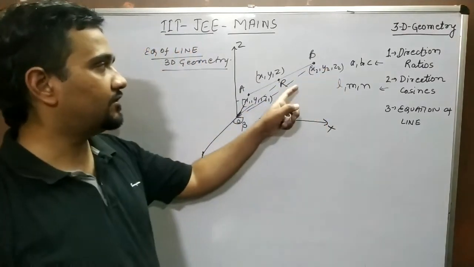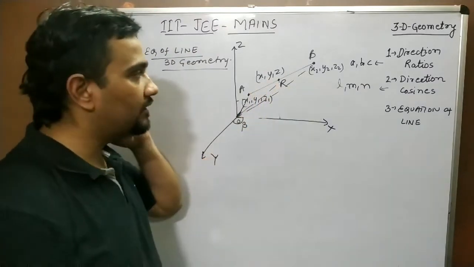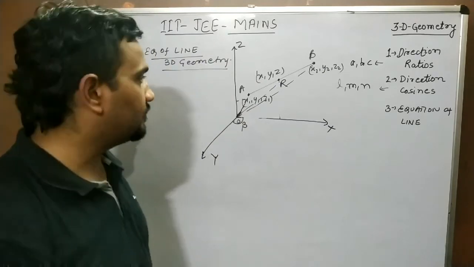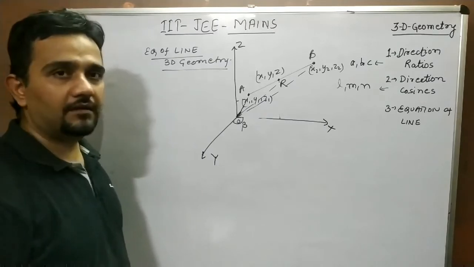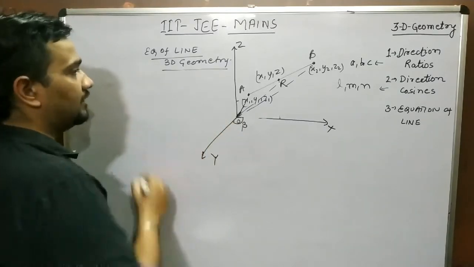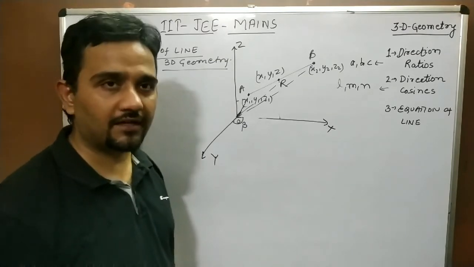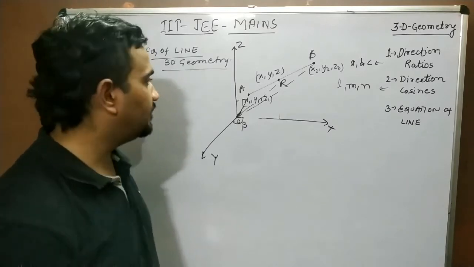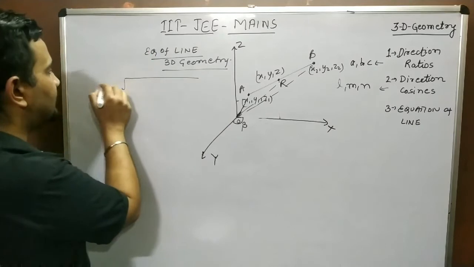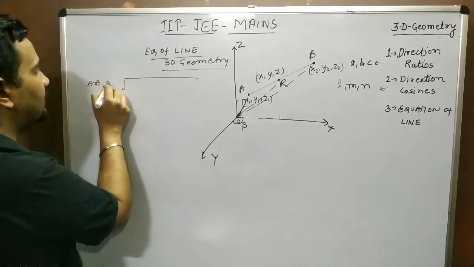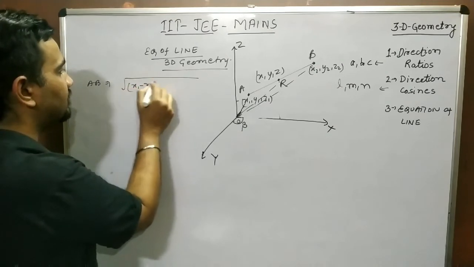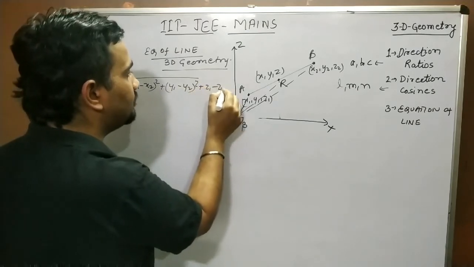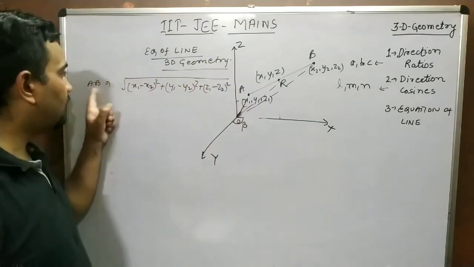So the direction ratios or direction cosines we can connect all over here, applying the vector addition. So what will be the length of AB? The length of AB will be the square root of x1 minus x2 whole square plus y1 minus y2 whole square plus z1 minus z2 whole square. So this is the distance formula for AB.